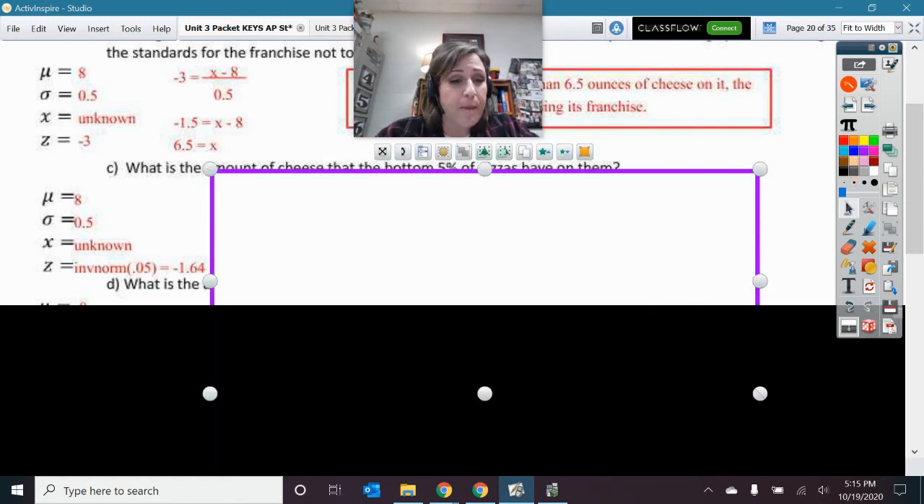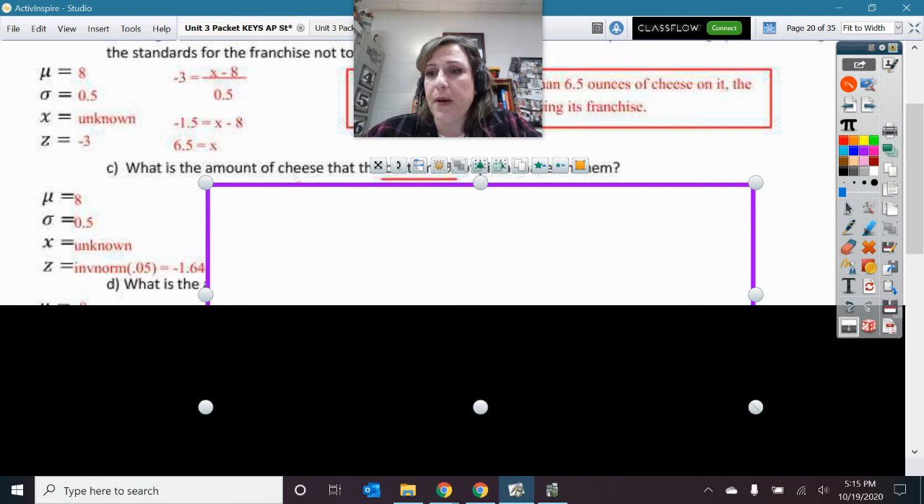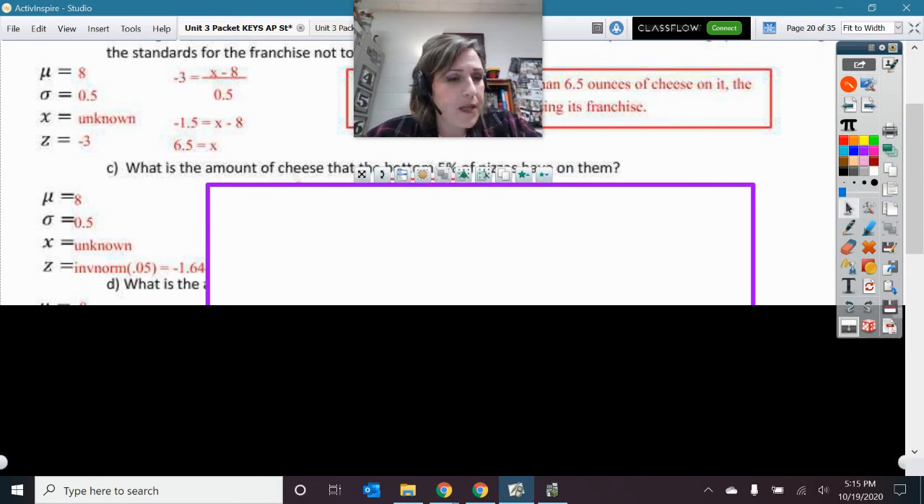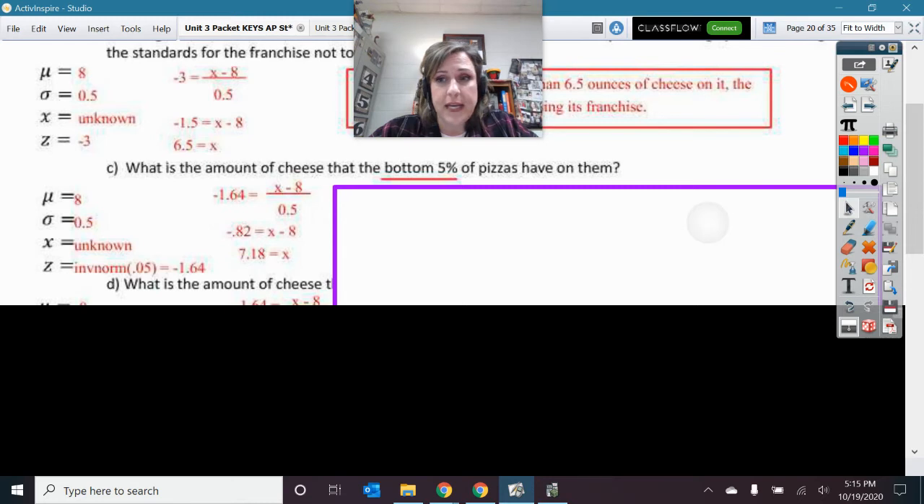Okay, so do you see what's happening here? Here's what I have. The mean is 8, standard deviation 0.5. I don't know the amount of cheese. So I do not know the amount of cheese that's in the bottom 5%. But it is the bottom 5%, so inverse norm of the area below is the Z at that spot. So that's -1.64. So then I'm going to set up my equation.